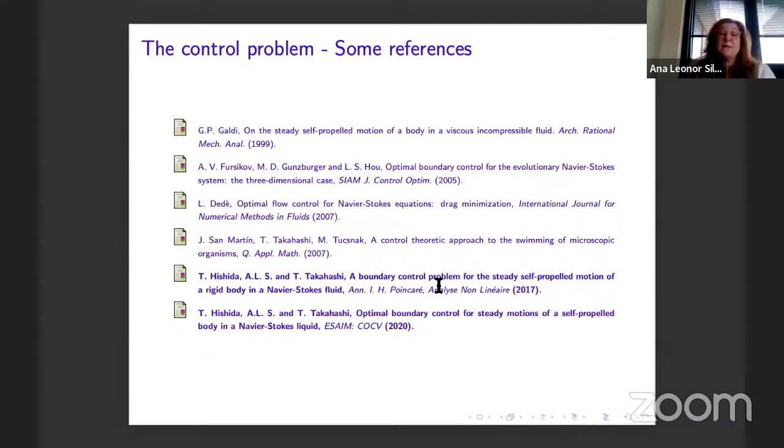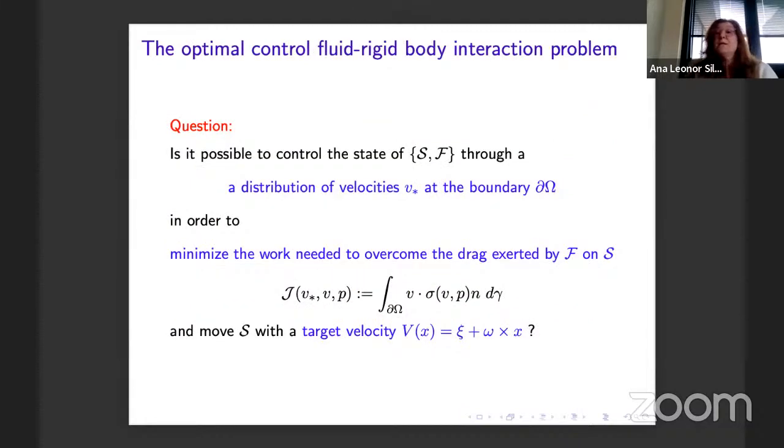First, we studied a problem in which the control was finite dimensional, which we also need for the optimal control problem, and I am going to show what results we obtained for the optimal control problem. What we want is to propel the rigid body with a given target velocity.